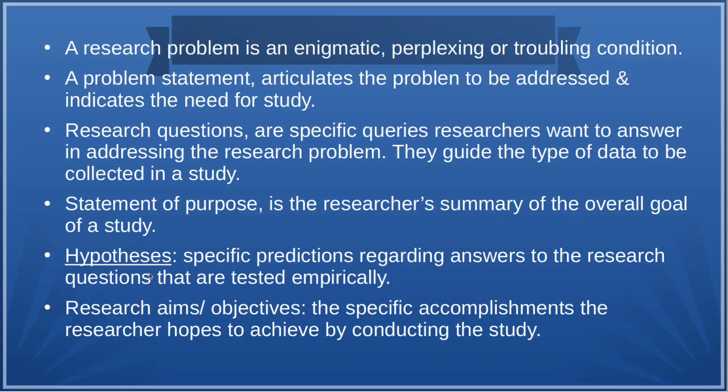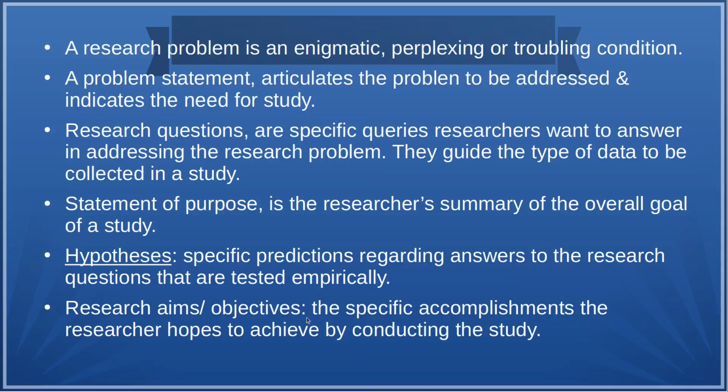Then hypothesis: specific predictions. What is a hypothesis? Specific predictions. Prediction means guessing about a future event, what will happen at the end of the research, guessing it beforehand. That is called prediction. So a hypothesis is a specific prediction regarding the answers. You selected a problem and are expecting an answer at the end of the research. The answer you are expecting, predicting it, guessing it before doing the research itself, is called a hypothesis.